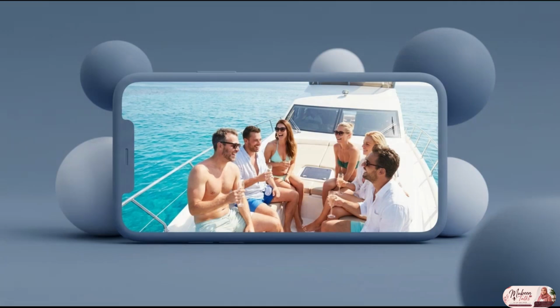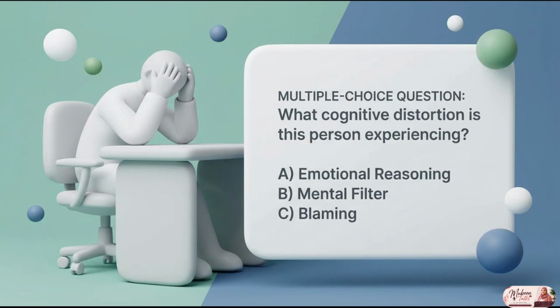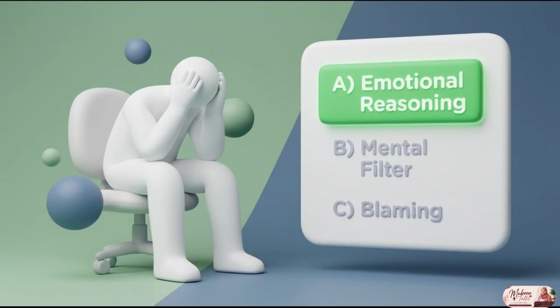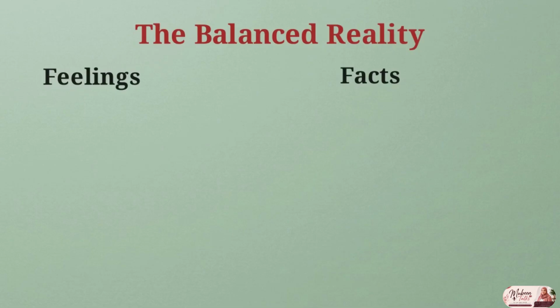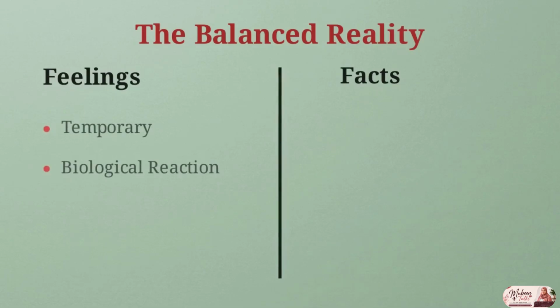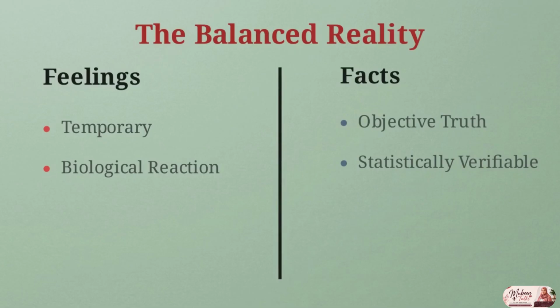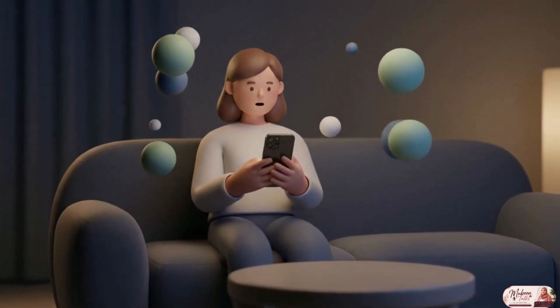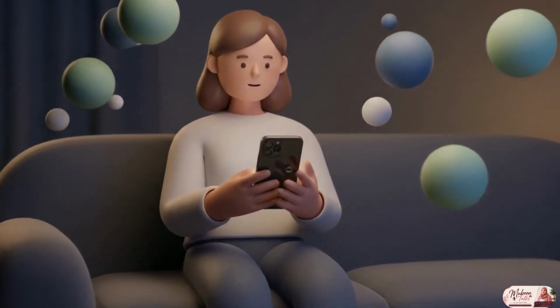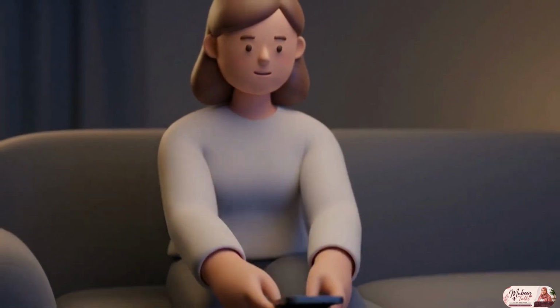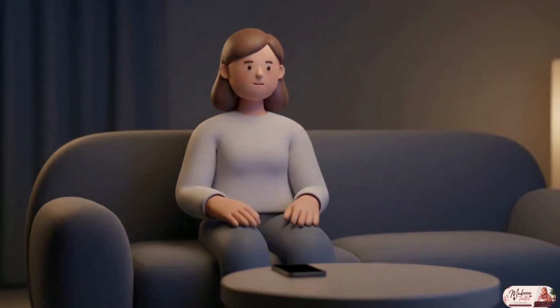Time for one last test on screen. You are looking at a friend's pristine vacation photos. You feel a sudden rush of inadequacy and conclude, "I feel like a loser, so I must actually be one." What is the distortion? The answer is A, emotional reasoning. This is the false belief that because you feel a certain way, it must be an objective truth. The balanced reality is that feelings are temporary biological reactions, not facts. The highly curated nature of the digital world hyper-accelerates these traps. Navigating social media safely demands strict boundaries between feelings and what is actually true.